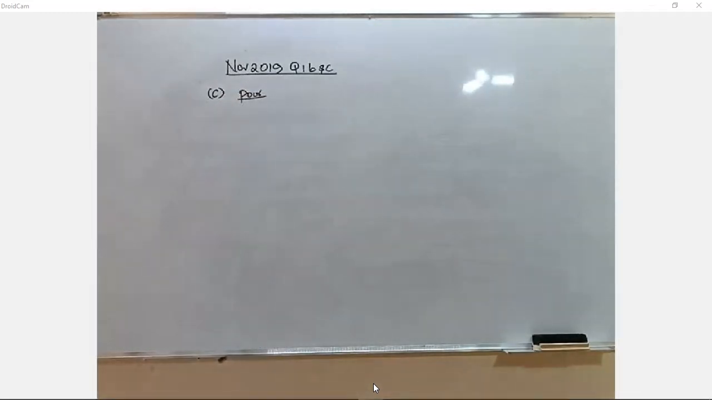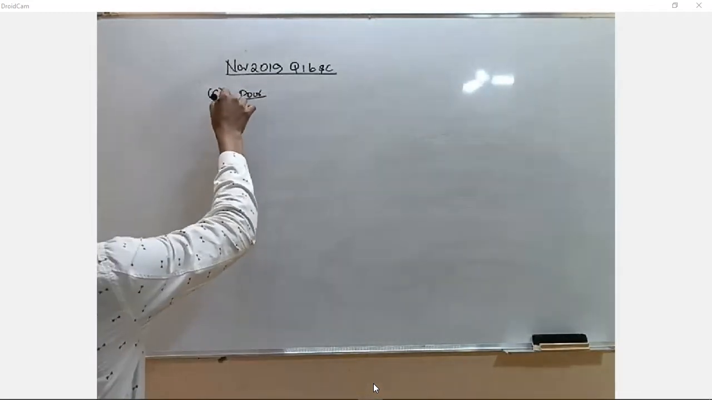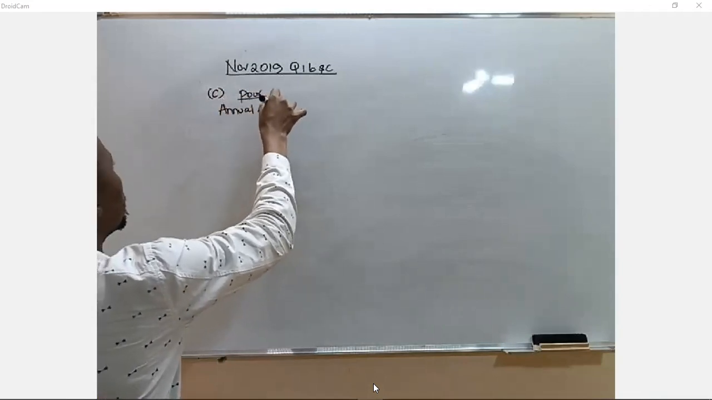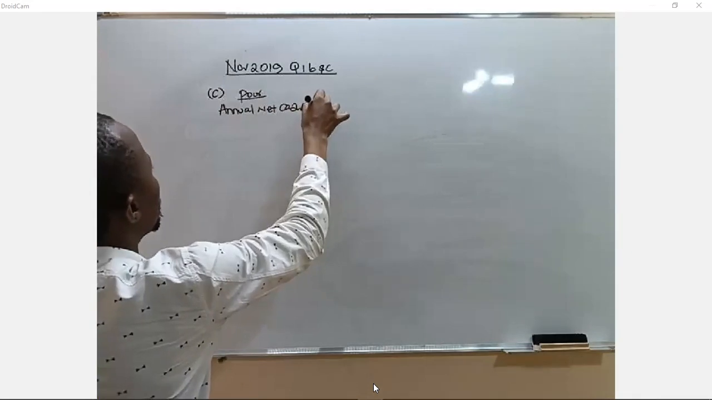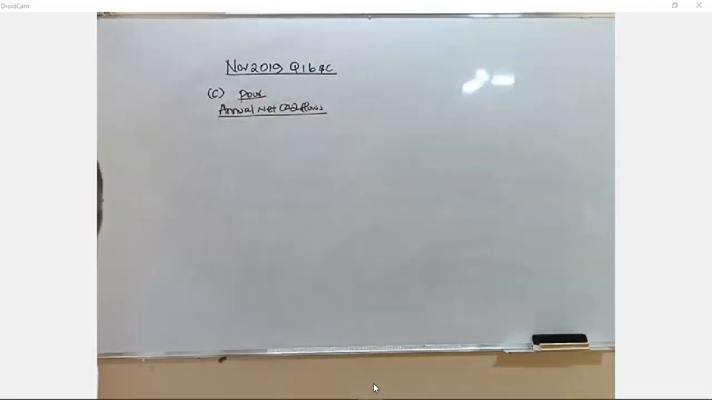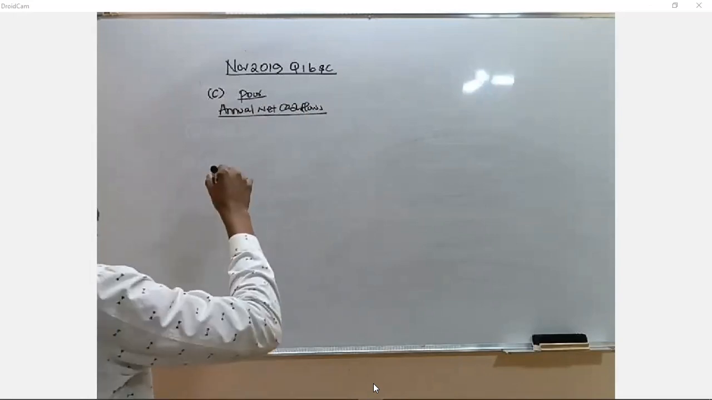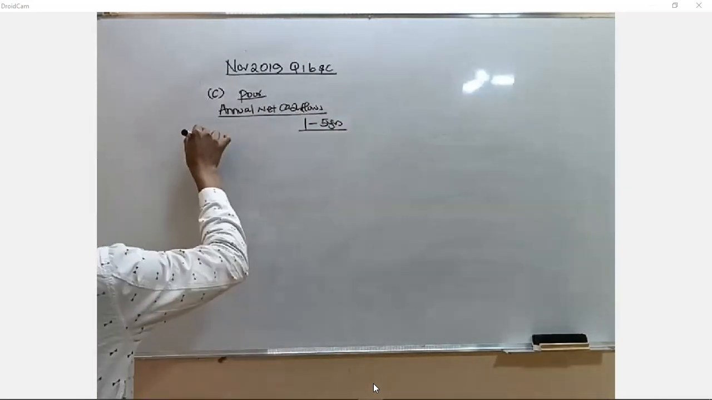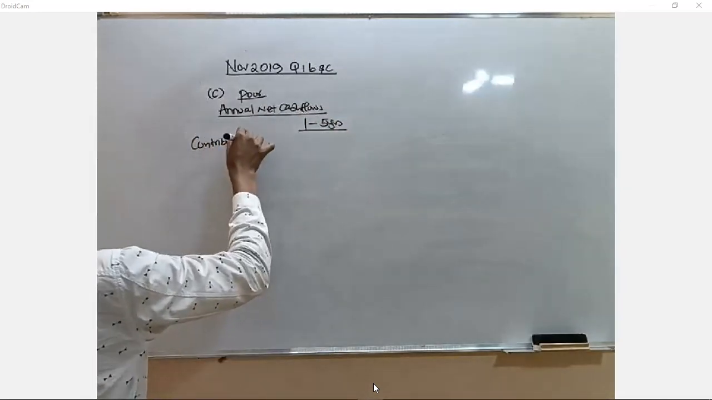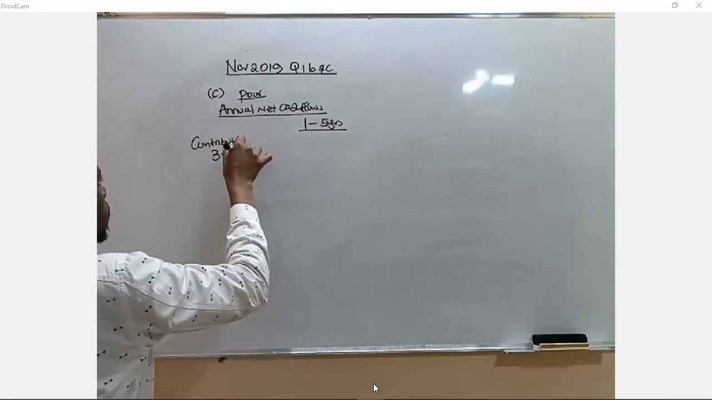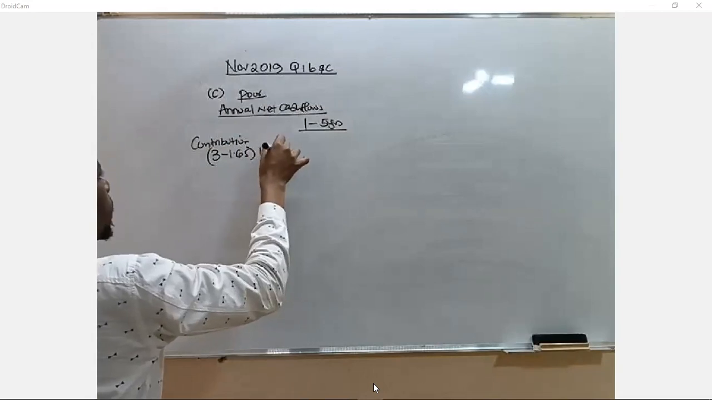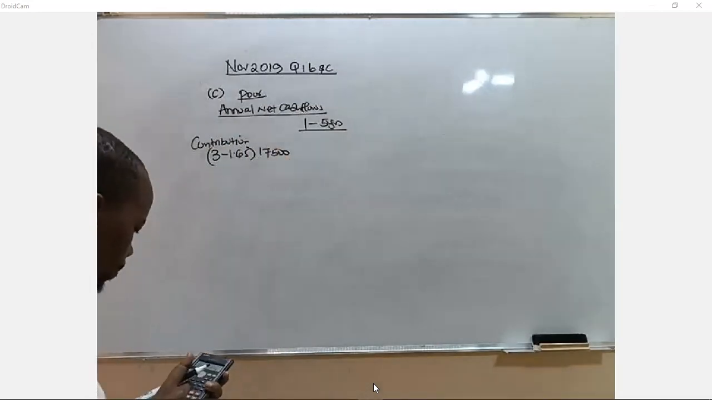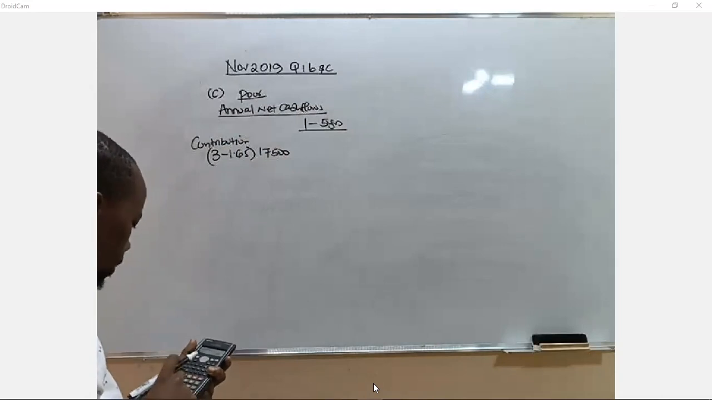Poor. And because I want to get the annual net cash flows, examiner ndio ananiuliza kitu kama hiyo. So in this case, tumepewa new sales volume for the poor, which will be 17.5. Let me talk about 1 to 5 years. Right? So we start by looking on the contribution rate. So contribution yake ni 3 minus 1.65. You multiply by 17,500. So how much it is? 3 minus 1.65 times 17,500.